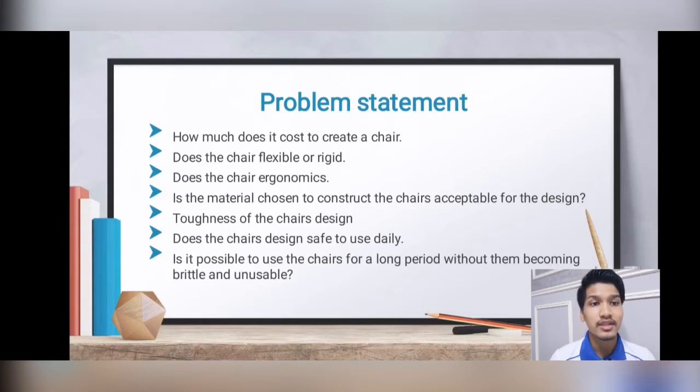acceptable for the design? And next, tonus for the chair design. Next, is the chair design safe to use daily? And last, is it possible to use the chair for a long period without it becoming brittle or unusable?